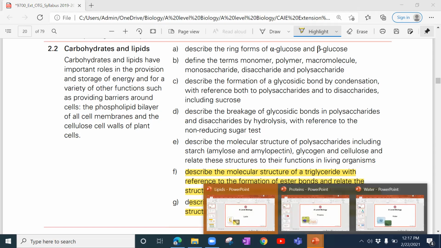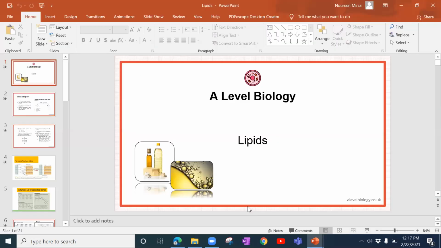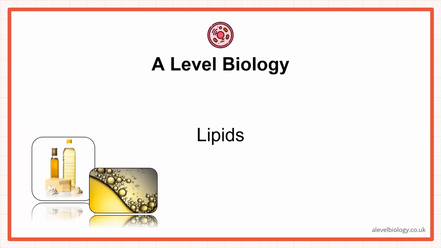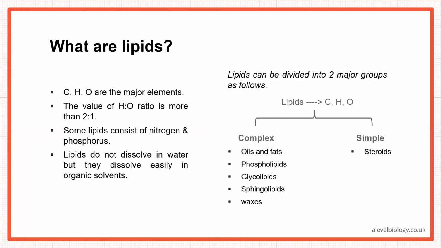So let's start with the slide then. With lipids, beta, we need to know first the major elements from which lipid is made. Just like carbohydrates, we have the major elements carbon, hydrogen and oxygen. But in this case, the hydrogen to oxygen ratio is more than 2:1. There are more hydrogens in lipids. In some cases, it can have nitrogen and phosphorus also, but these are only a few examples.